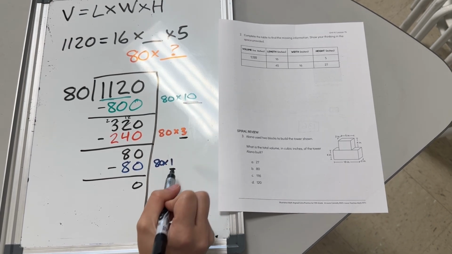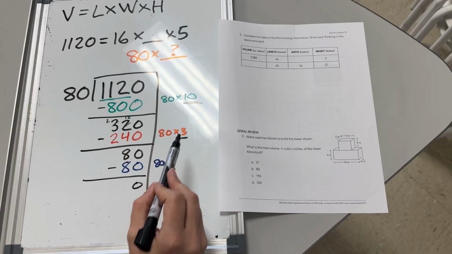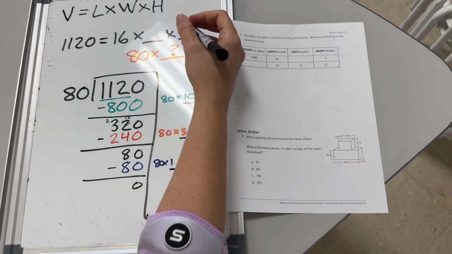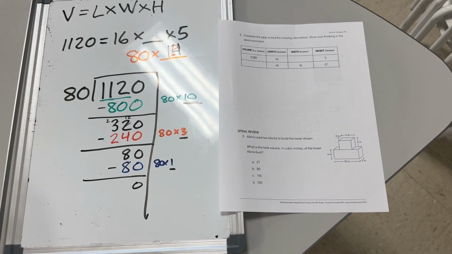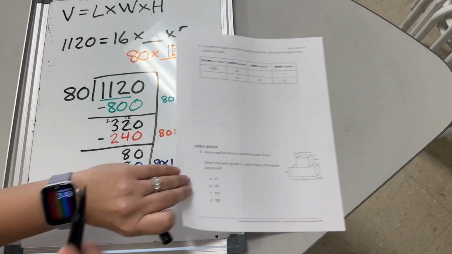I have a 10, a 3, and a 1. Adding those together, 10 plus 3 plus 1 gives me 14. So that mystery number is 14. I'm going to go ahead and fill 14 in on my chart.